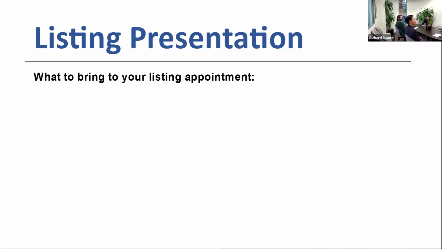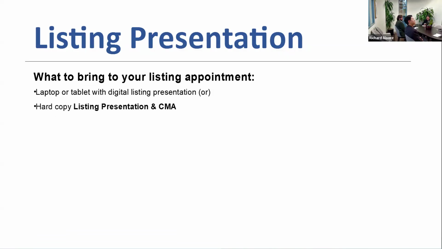So what do you bring to the listing appointment? Bring a laptop or tablet to do your digital listing presentation, if that's how you're going to do it. But bring it anyway, in case you have to do any MLS searches to show them any additional properties on the MLS. Hard copy of the listing presentation and CMA. So you want to bring one for yourself as well. That way, when you're going through it, you can tell them, go to the next page, and you're not hovering over their shoulder saying, oh yeah, look right there.